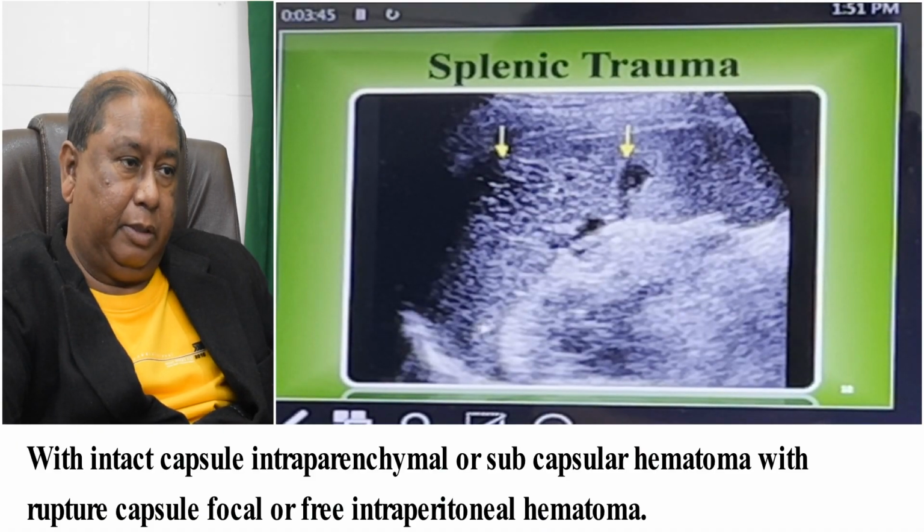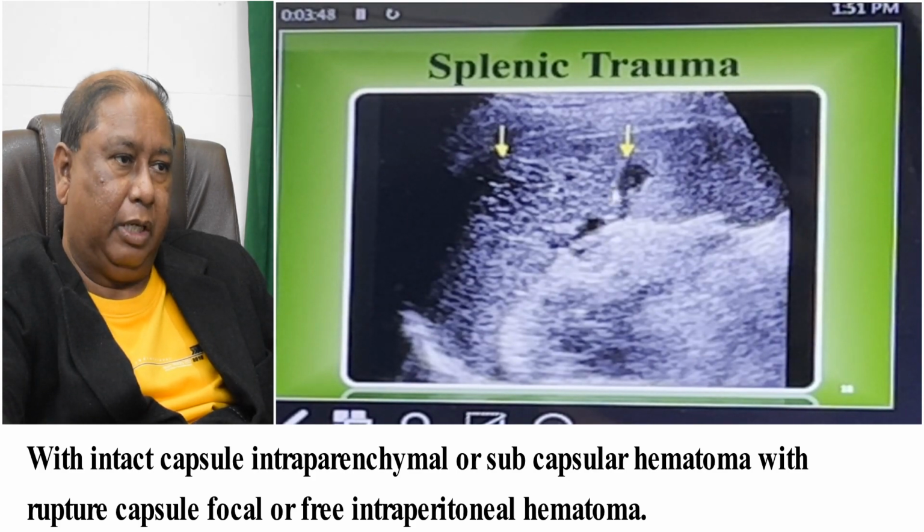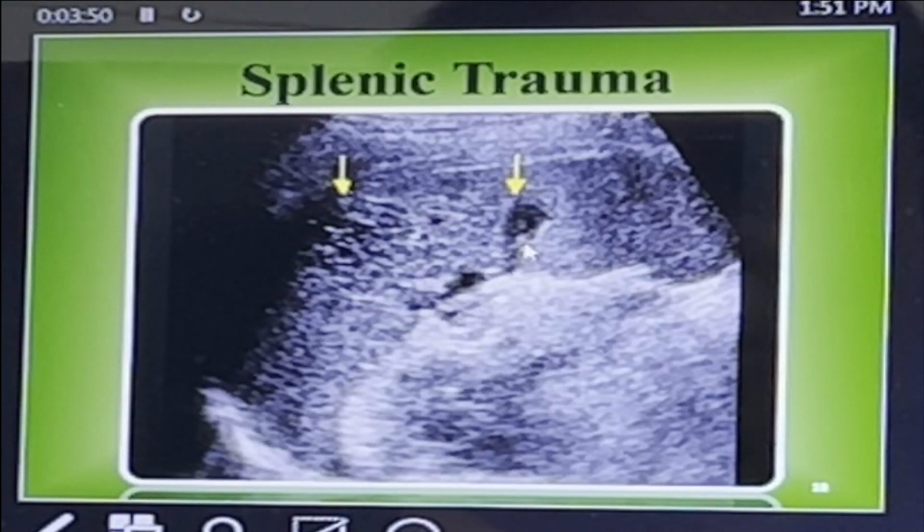What do you see in this picture? See the hypoechoic area in the spleen, but the capsule is intact. This is splenic trauma.